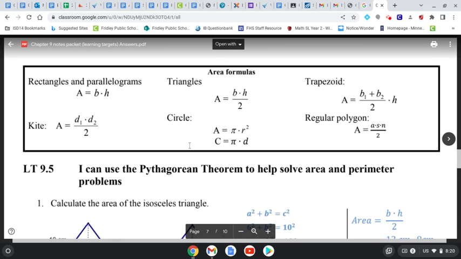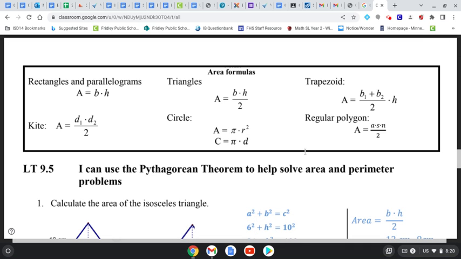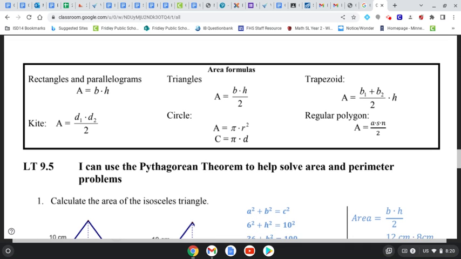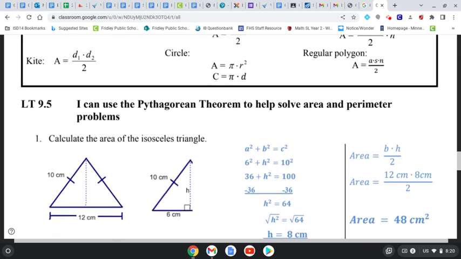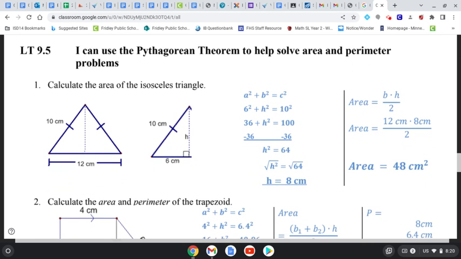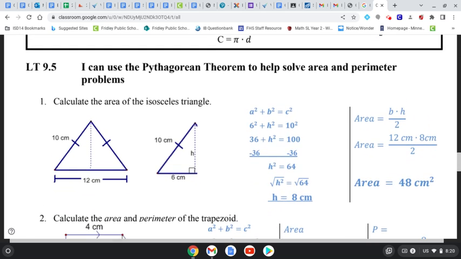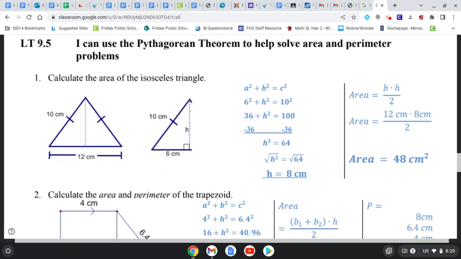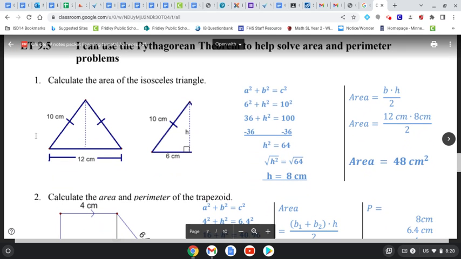We have our formulas for the area of our 2D shapes as we studied in last chapter and the chapter before. And what we're going to do now is use the Pythagorean theorem to help us solve area and perimeter problems. So here we look at an isosceles triangle. And an isosceles triangle has 2 sides the same, so we have these tick marks. So we know that these 2 sides, the left and right side, are both 10 centimeters.